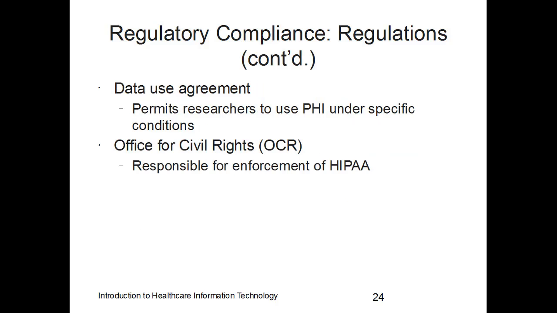Some other regulations. A data use agreement. This will permit researchers to use PHI under specific conditions. So in order for researchers to do a good bit of their job, they need to be able to research patients' history and patients' overall health. So there must be some agreement established to allow researchers to have access to that kind of information. And the group that is responsible for the enforcement of HIPAA is the OCR, Office for Civil Rights.